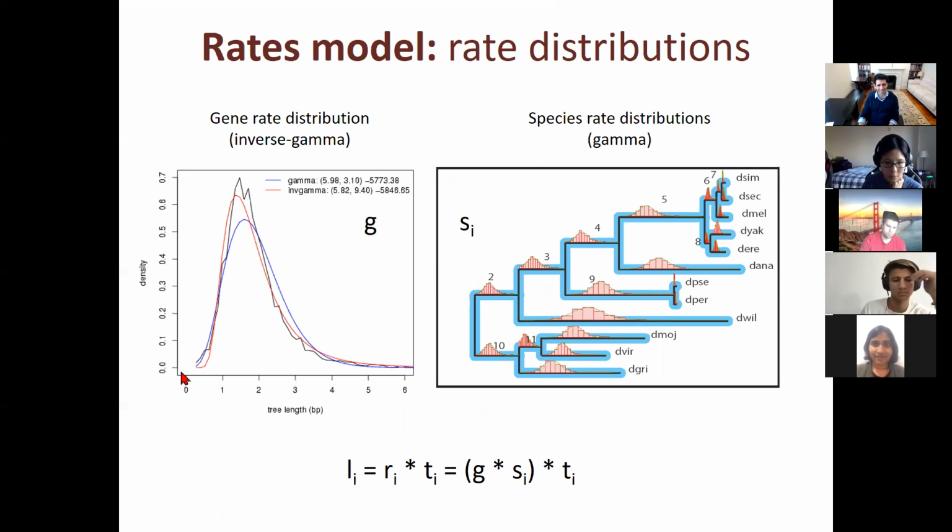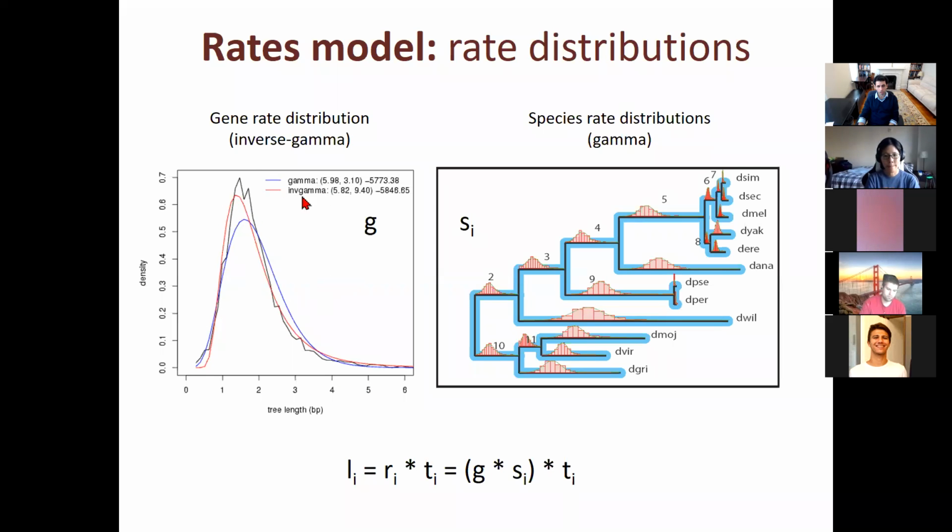And if you look at the scaling factor and how it is distributed, you see this black curve of the actual empirically measured scalings. And it fits very nicely with this either gamma distribution in blue or a little more closely with this inverse gamma distribution in red. So that's the gene rate.